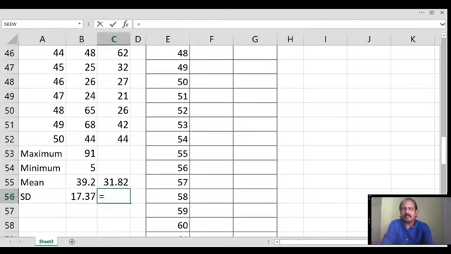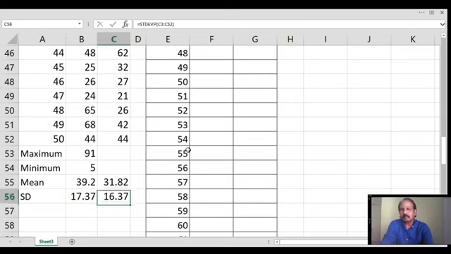Now we have to find the standard deviation of female. We'll find it in C56. For that the function starts with equal sign, then we'll write STDEV.P, and then in bracket the data range of female, that is C3 to C52. Then we close the bracket and press the enter key. We will get the value of the standard deviation of female.